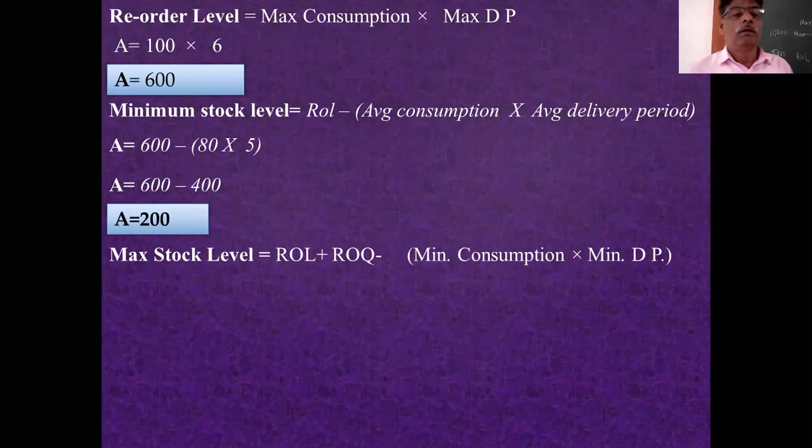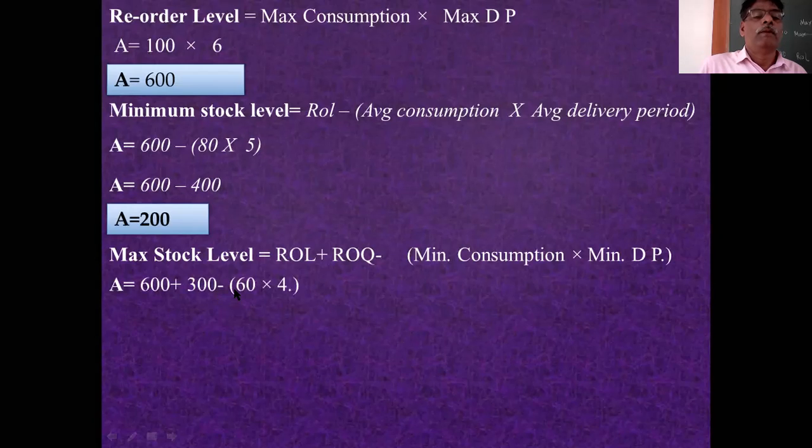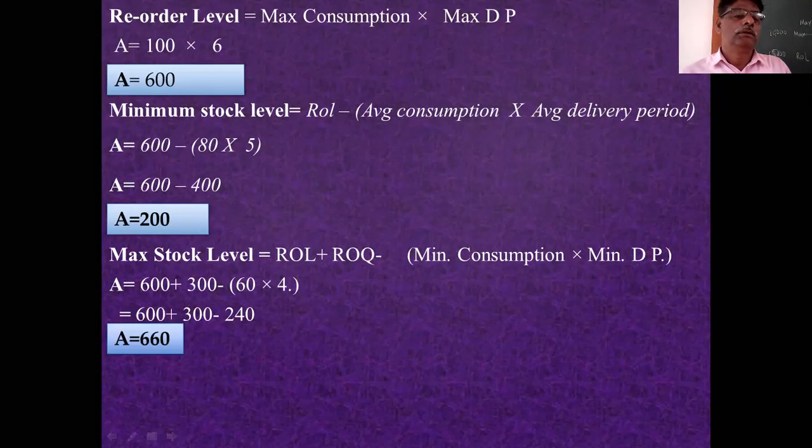Then next is maximum stock level. Maximum stock level is equal to ROL plus ROQ minus minimum consumption into minimum delivery period. In this equation, you fill in the information related to A. ROL is 600, ROQ is 300, minus 60 into 4. Minimum consumption is 60, minimum delivery period is 4 for A. Then it is 600 plus 300 minus 240, which is equal to 660. 660 is the maximum stock level.